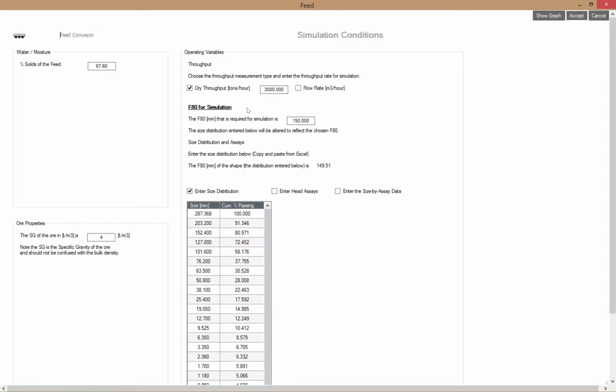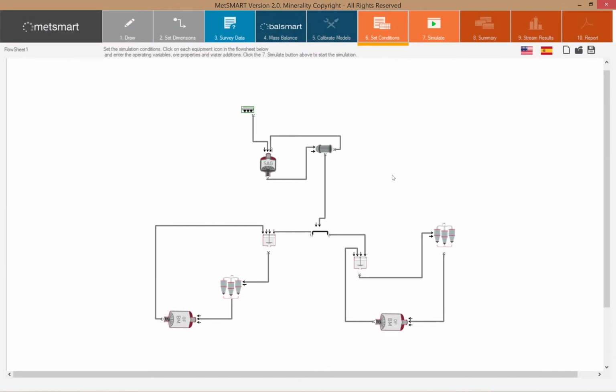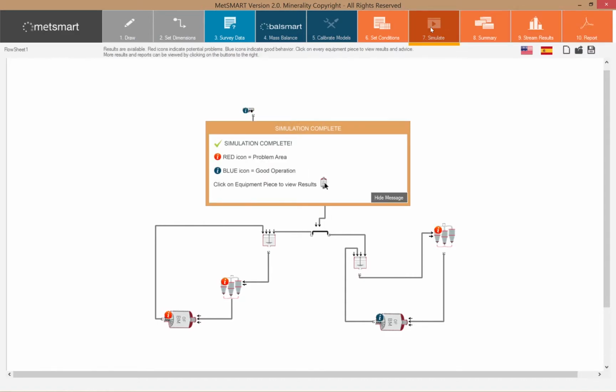Now on your plant, it is possible that this F80 on the belt will change daily. So the crusher plant may call and say, instead of 150 millimeter, which is the usual size, we are giving a much coarser feed to the SAG mill, or perhaps a much finer feed. In this case, we need to be able to make a quick decision on the plant on that day on how we are going to deal with this situation. So in that case, we will perform a simulation using the coarser feed.